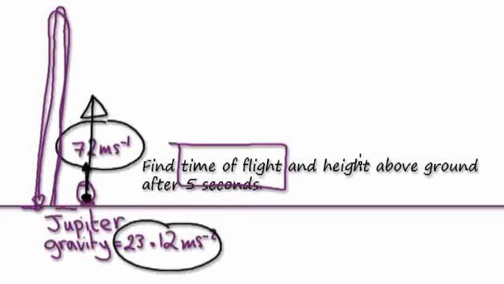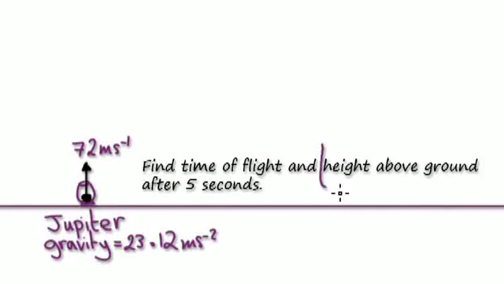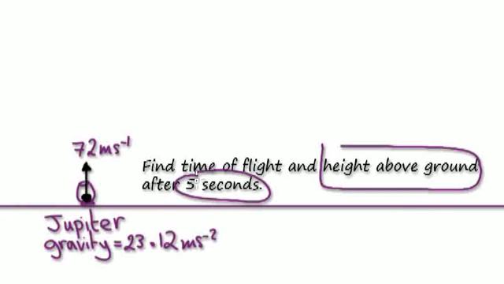Okay, and the second part is find out the height above ground after 5 seconds. Okay, on Jupiter there's no ground; it's just a ball of gas. But just pretend that there is some sort of platform for us to rest our cannonball, for us to rest our cannon.